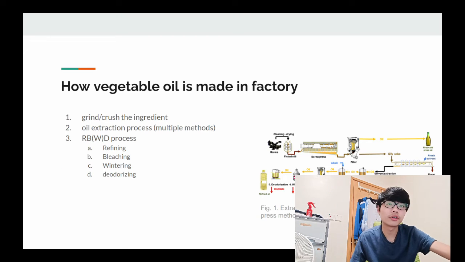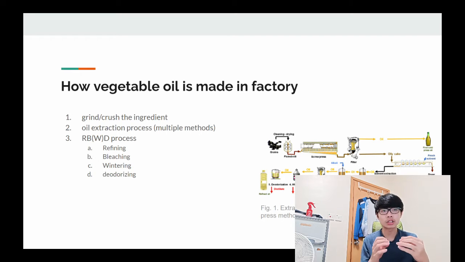The ingredient of the oil, which is usually the seed of a plant, such as peanuts or olives or other things, is ground or crushed. And then we carry out the oil extraction using different methods. We will talk about it later. And then the extracted oil will go through the RBWD process, which is refining, bleaching, winterizing, and deodorizing.